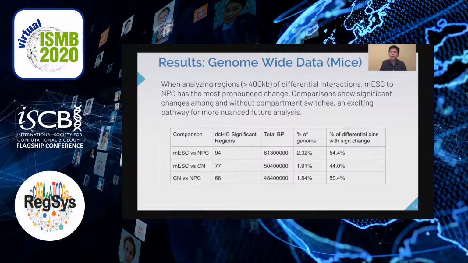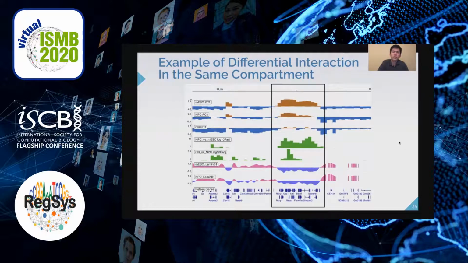Right now, compartment analysis is typically just done by looking at positive to negative. Is there a sign change? However, with our application, with comparable PC values, we can identify, for example, a high A compartment to a low A compartment, which is a level of subtlety that currently does not really exist in compartment analysis. So one such example of this is right here, where we have a high A compartment in embryonic stem cells to a lower A compartment in neural progenitor cells and cortical neurons.